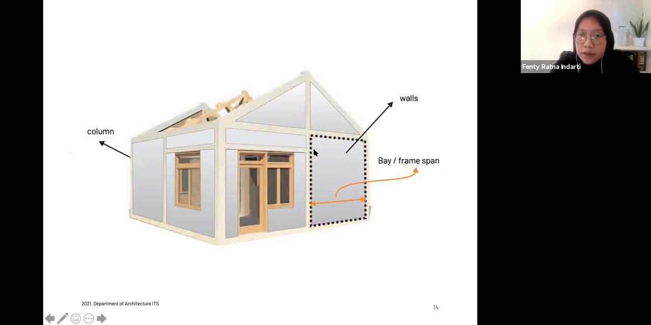And then inside the walls, we also have openings such as doors and windows. And to prevent the collapse of the walls, because walls here don't have any support system, you have to provide a header like this so that it doesn't drop down to the lower part. So this is a very basic type of building that you use, and the lower part here is called sloof, and this part is called ring balk.